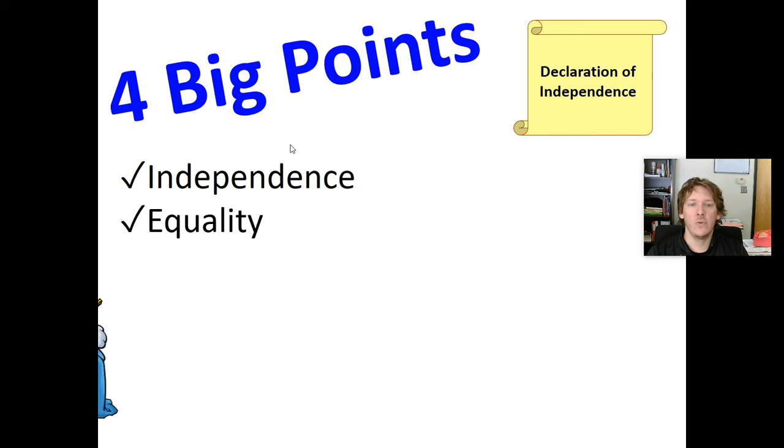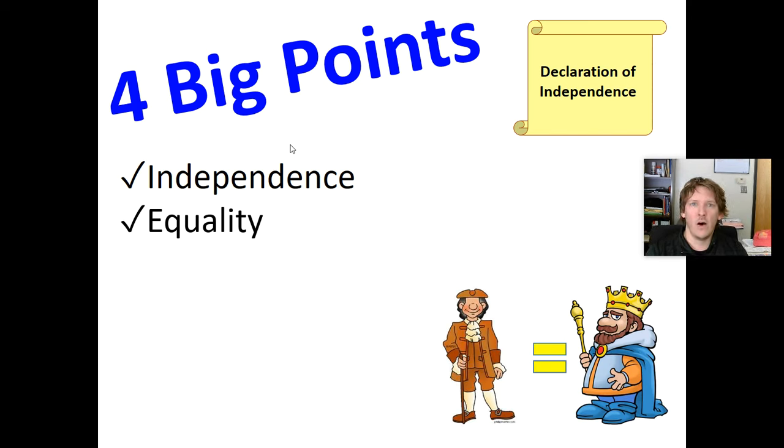Point number 2, Thomas Jefferson will say that all men are created equal. We're leaving the king because we are not being treated equal. English citizens have more rights. The king has more rights. We believe that in a country, in a nation, all men should be created equal. So we're going to start our own nation where all people are created equal.